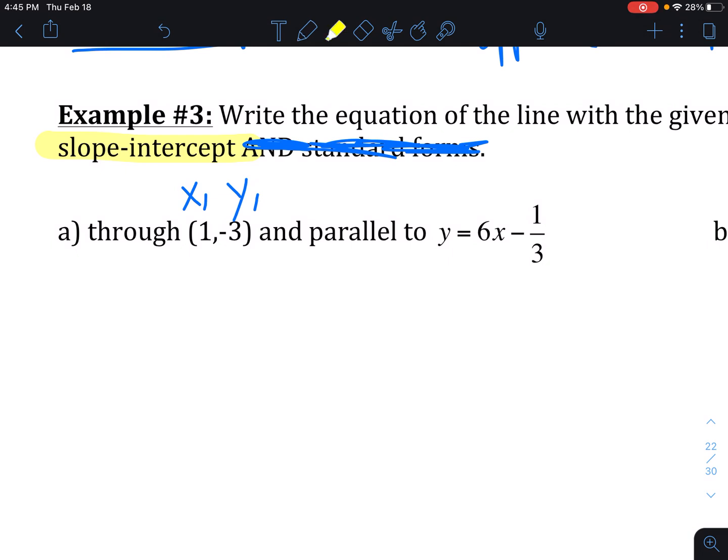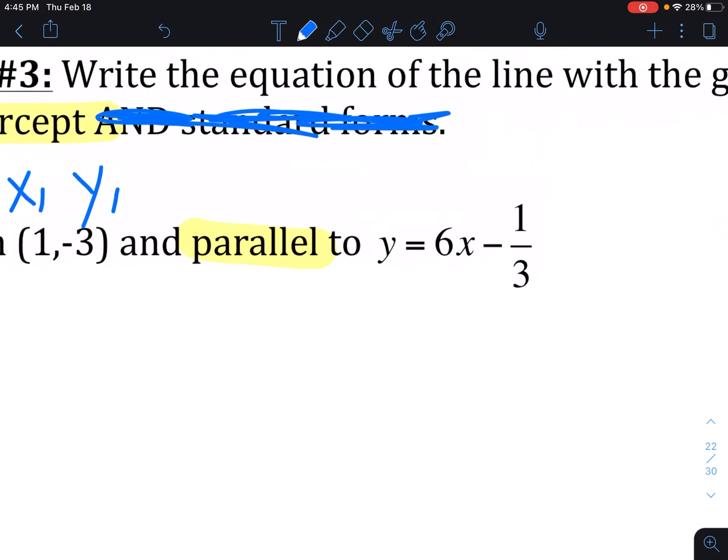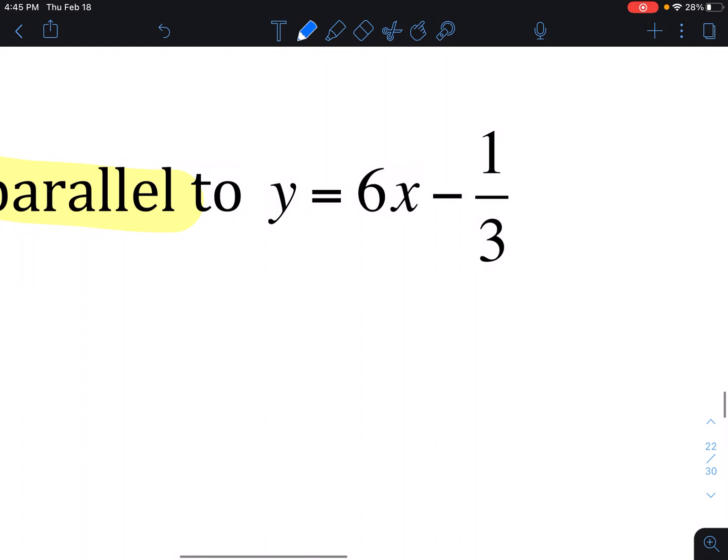So it says it's parallel to this equation here. If we're dealing with slope, what is the slope in this equation? The slope in this equation is always the number in front of x, or in other words, it is always the coefficient of x. So it's 6. So I would say my slope I'm going to be using is 6 because it says parallel. And remember, we said parallel slopes are the same exact slope.